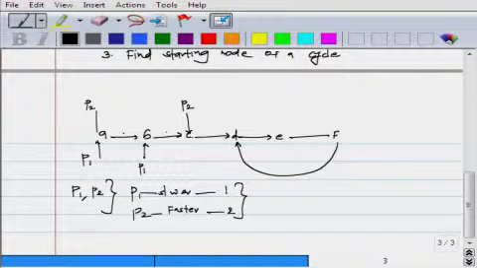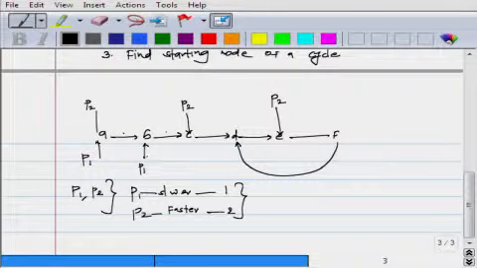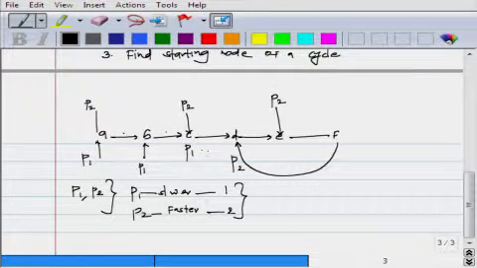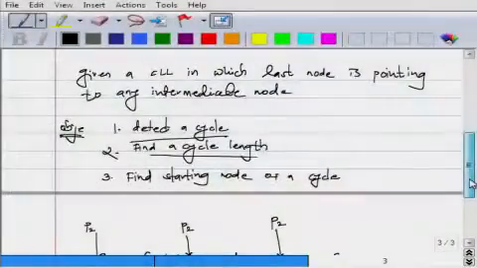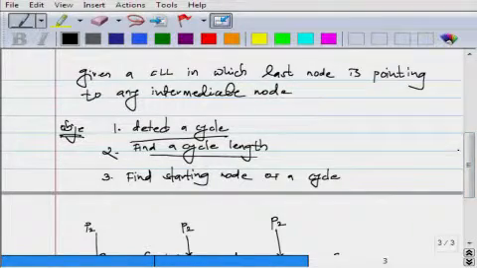Then again I advance P2 by 2, so P2 is going to point to E, and P1 is pointing over here. In the next step, P2 is pointing to D, and P1 is also pointing to D. It means both pointers, one slower and another faster, are meeting at one point, which means there is a cycle. So our first objective, detecting a cycle, was achieved.